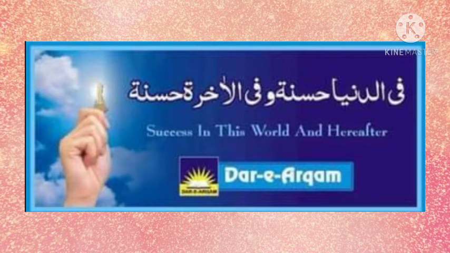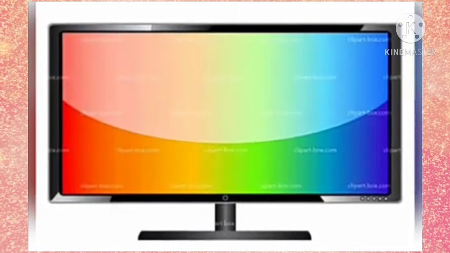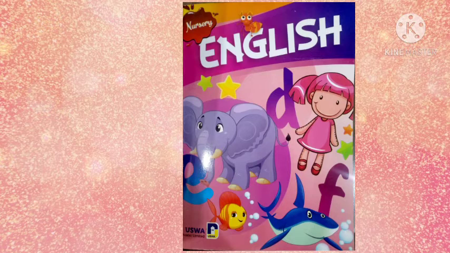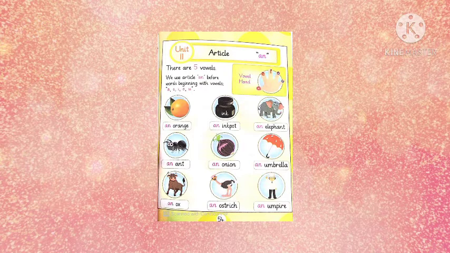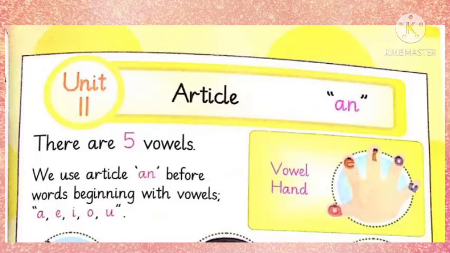Today we are going to do English task of day 2. We are going to read book page number 52 and we are going to do practice of article an on notebook. So first of all open your English reading book, page number 54. We are going to read article an. So let's start unit number 11, article an.